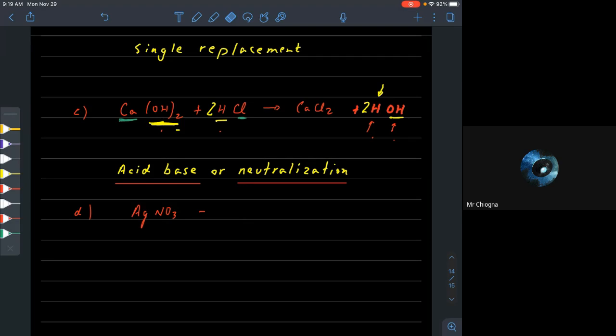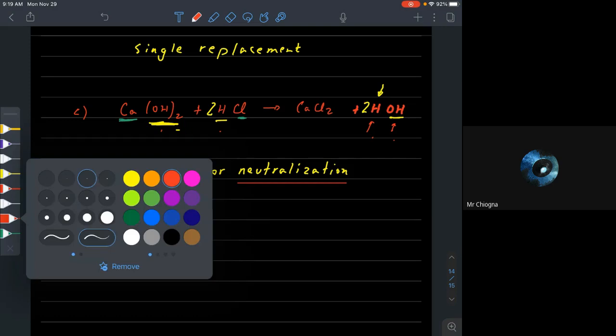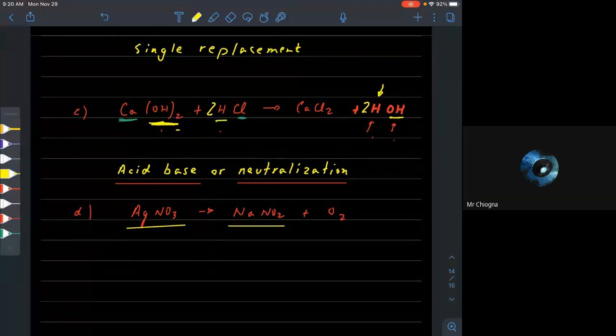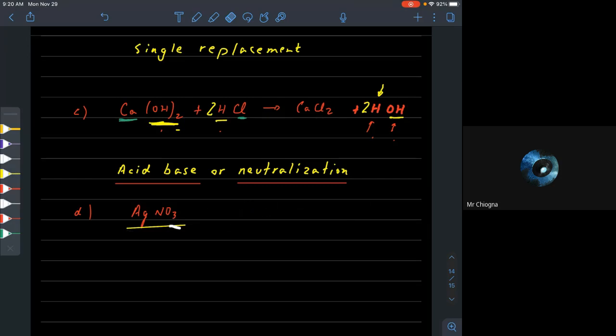Next one, silver nitrate produces NaNO2 plus oxygen. So it's a split. It's a breaking up into two smaller parts. NaNO2 has fewer atoms than... Why did I do that? Sorry. Start again here.